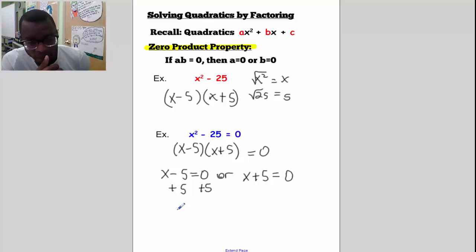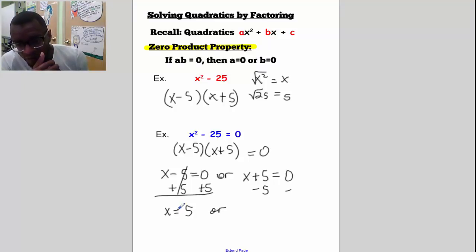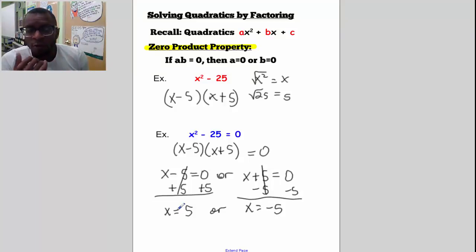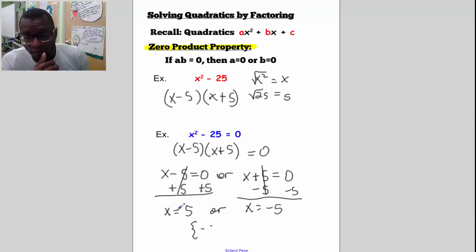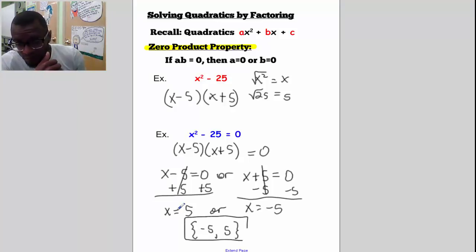We're going to add 5 to both sides, and so this cancels and we get that x is 5. If we subtract 5 for this equation, we get that x is negative 5. Whenever we're solving quadratic equations, we expect two solutions. We can write that in set notation, with curly brackets, and you always put the negative solution first. So negative 5, 5 in curly brackets is our solution.